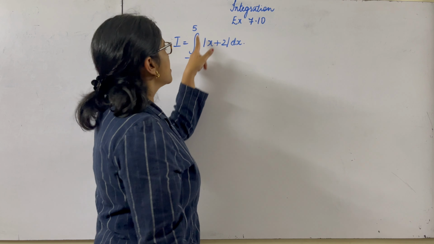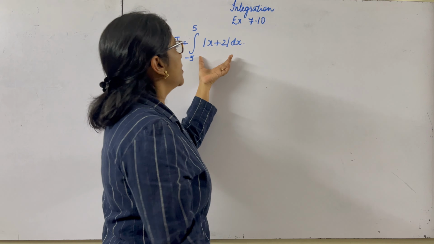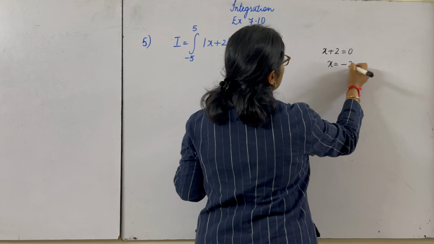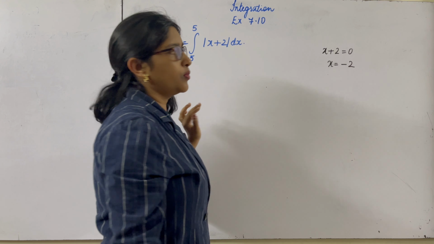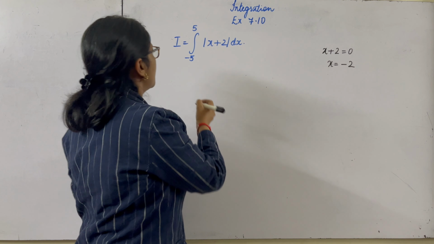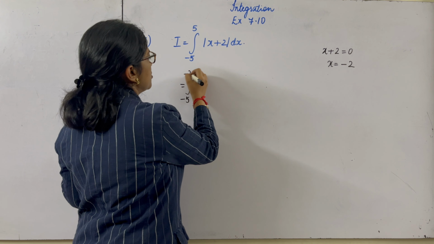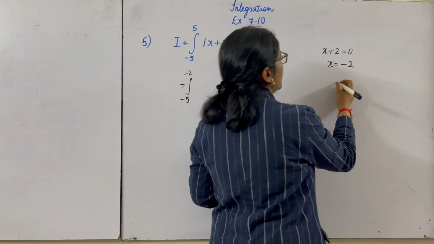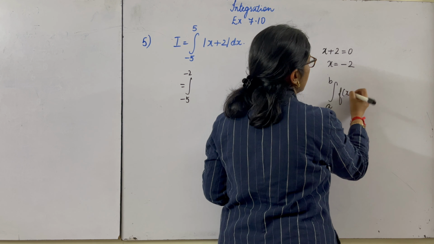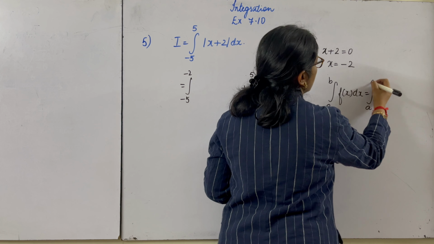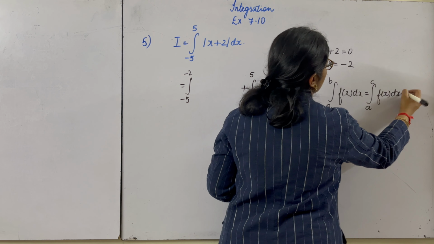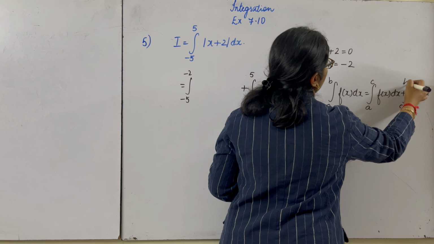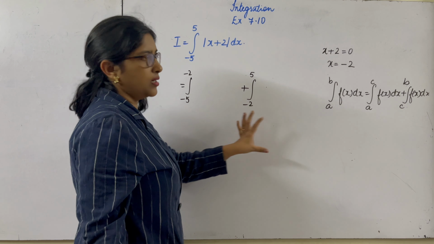So now we have minus 5 to 5 of modulus x plus 2. Whenever we have a modulus function, the first thing we have to do is find out the critical point, that is when it is going to be 0. So minus 2 is the critical point, and so we'll bifurcate this function from minus 5 to minus 2 and from minus 2 to 5. How do we bifurcate the function? We have the property which says a to b of f(x) dx is the same as a to c of f(x) dx plus c to b. So we'll split this integral.